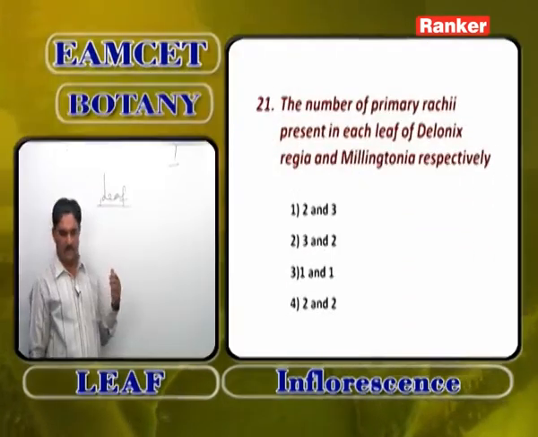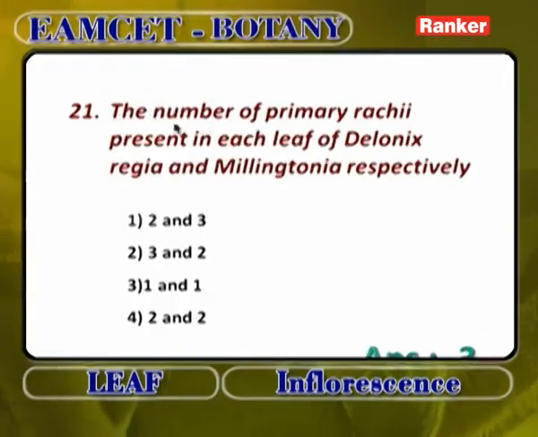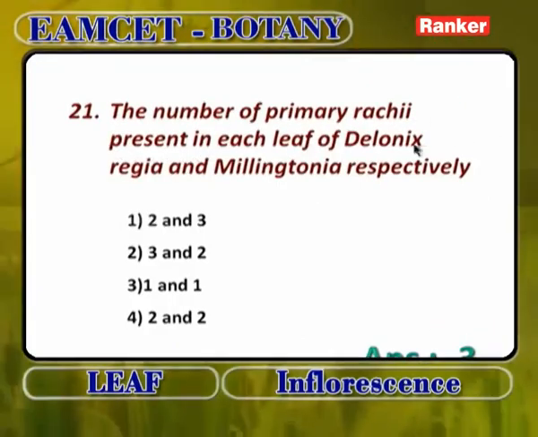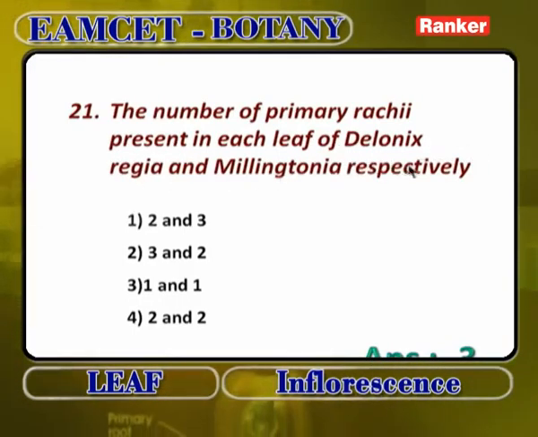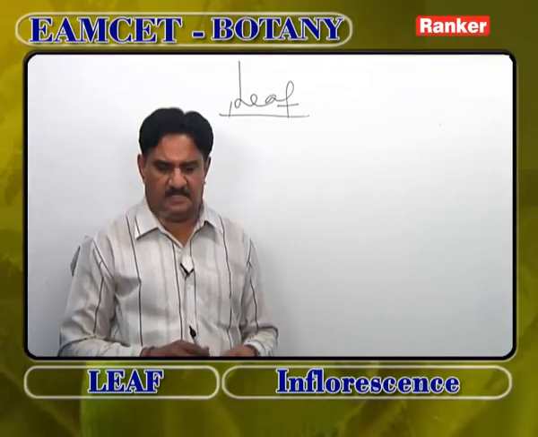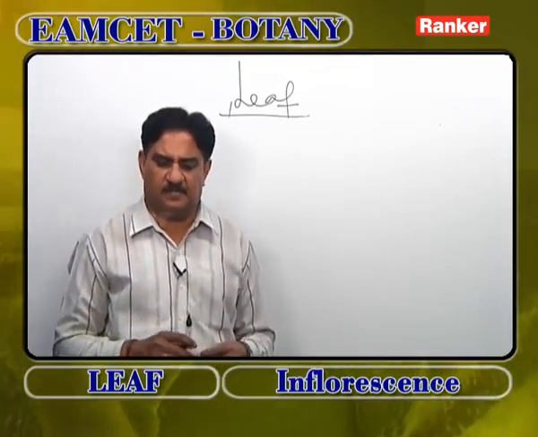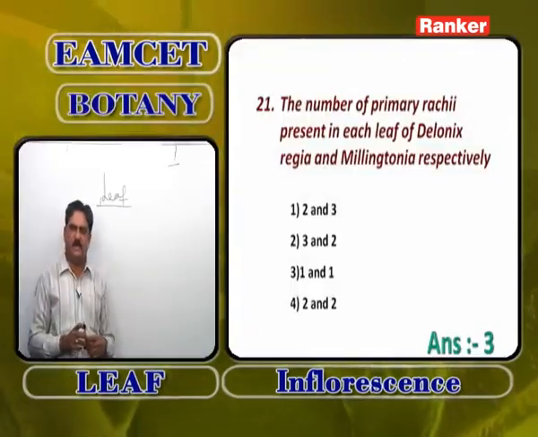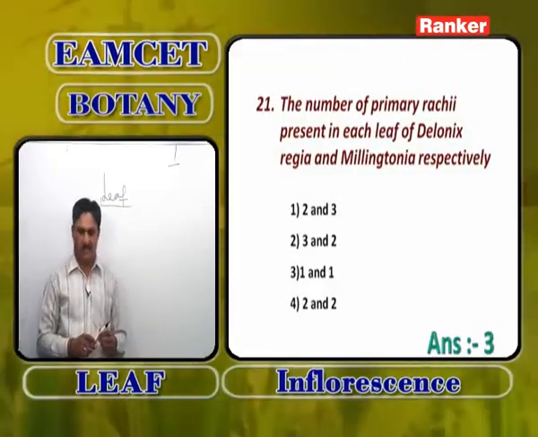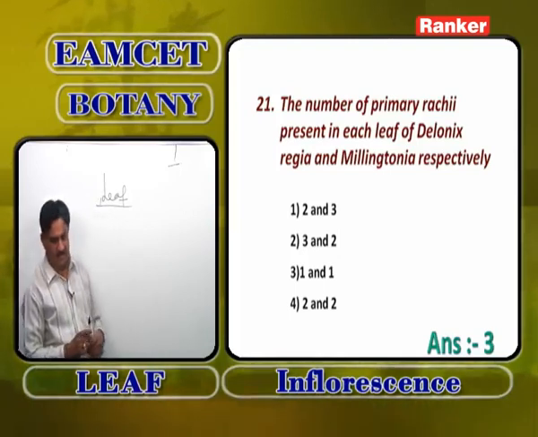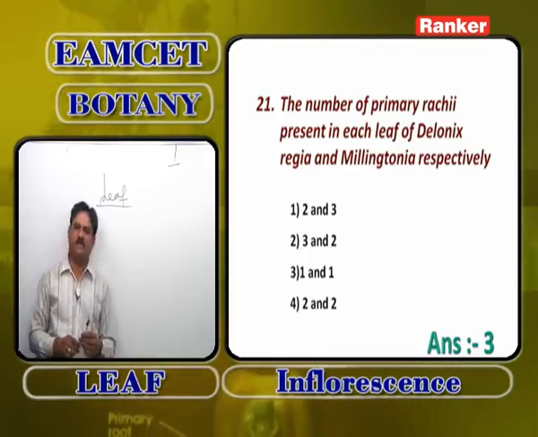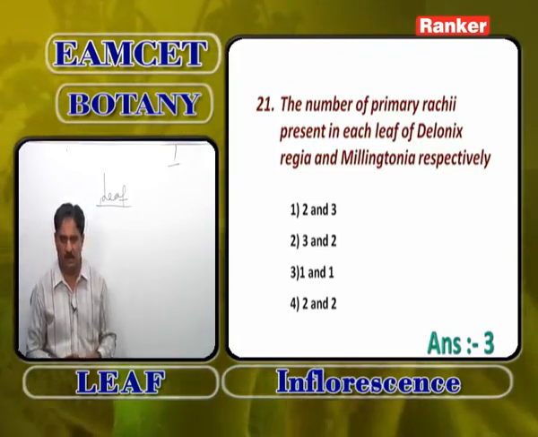Next, the number of primary rachis present in each of Delonix regia and Millingtonia. Primary rachis in Delonix and primary rachis in Millingtonia will be 1, because primary rachis produces secondary rachis that bears leaflets in the case of Delonix, and primary rachis produces secondary rachis which produces tertiary rachis that bears leaflets in the case of Millingtonia. So primary rachis number will be 1 in Delonix and 1 in Millingtonia. So answer is 1 and 1.